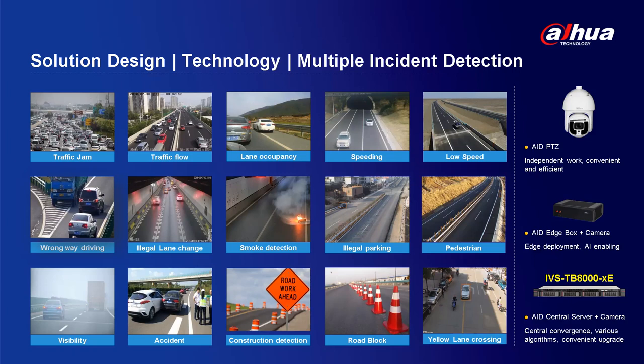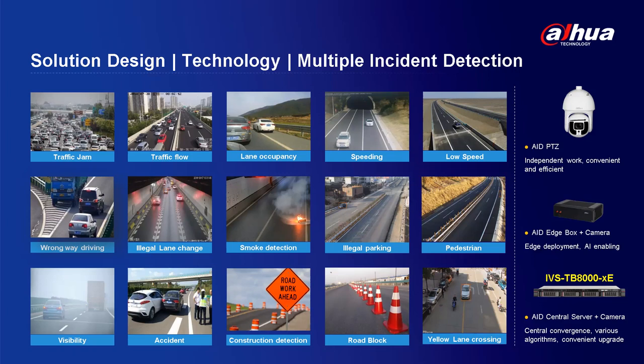Of course, if you have the continuous yellow line, you're not allowed to cross. So if you cross, we check that also as a violation. And look at the products we are using. The independent work design PTZ. So it just does automatic detection.